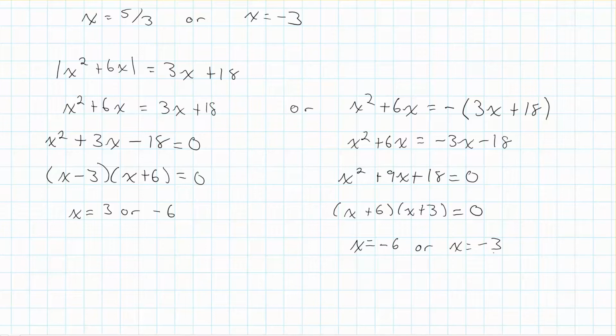Then we just combine all of the things down and write our solution. So our solution would be negative 6, negative 3, or positive 3. Now you could check each one of these answers and verify that it solves that equation. I'm not going to do that.